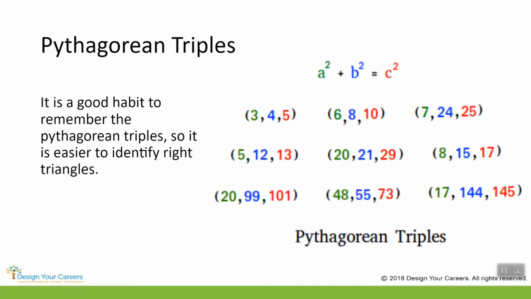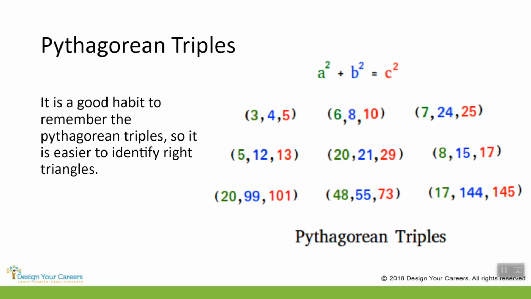Finally, I have one tip for everyone. It is a good habit to remember the Pythagorean triples so it can be easier to identify right triangles. What are the Pythagorean triples? They're basically integers that go together in the Pythagorean theorem. So 3, 4, and 5. We had that as an example before.